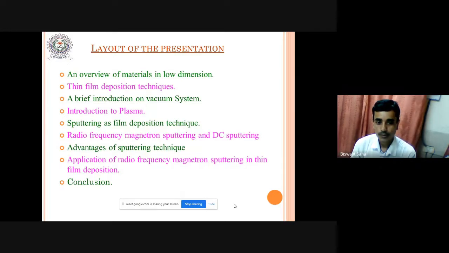Then we shall move to the technique of sputtering for thin film deposition and its components, how this unit is built up and works. An introduction will be given to radio frequency magnetron sputtering and DC sputtering. There are two specific types of sputtering. One is called radio frequency magnetron sputtering, and another is DC sputtering. Then the advantages of this technique will be discussed. Finally, the radio frequency magnetron sputtering system and its application in thin film deposition, preparing special kinds of films and introducing important properties to the thin film will be discussed, followed by conclusions.